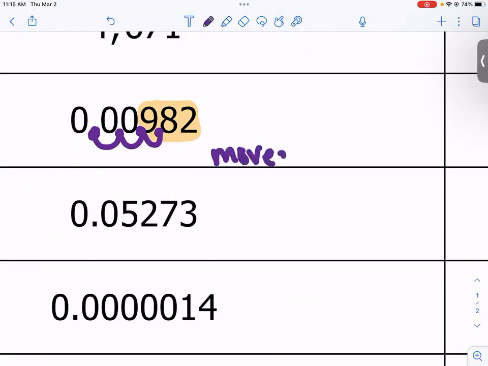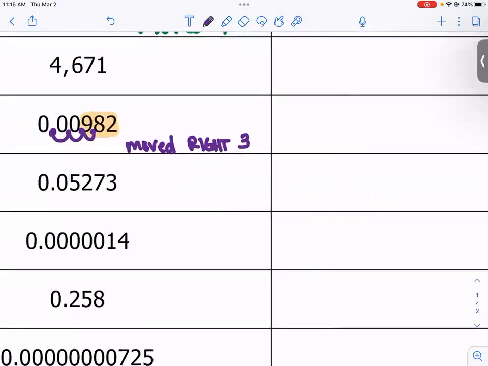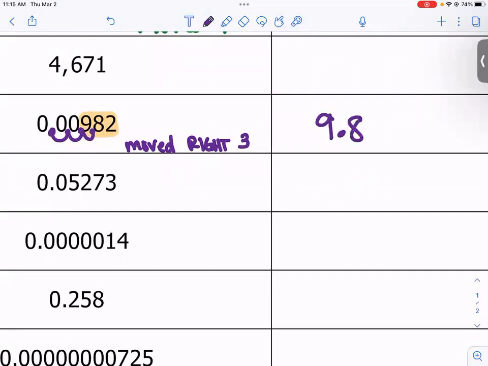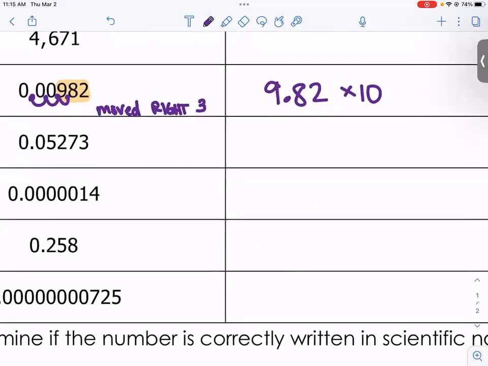So we moved this to the right. How many? We have 1, 2, 3 swoops. So we're going to write this as 9.82 times 10 to the, we're going to write this as the negative 3rd power. When we have to move our decimal to the right, sorry, Bennett, it's because we have a really small number. So we need that negative exponent.